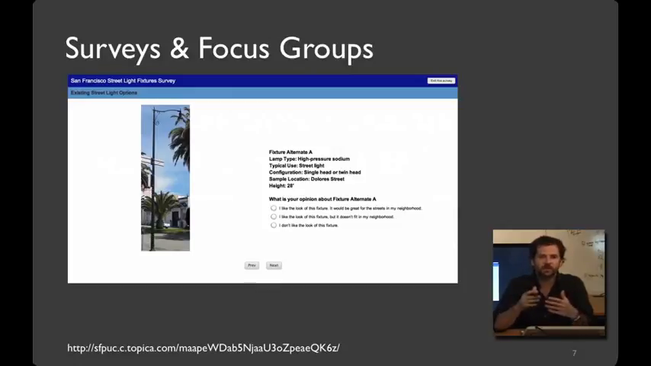Here's an example of a survey I got recently from San Francisco asking about different streetlight designs. Surveys are great because you can quickly get feedback from a large number of responses, and it's relatively easy to compare multiple alternatives. You can also automatically tally the results. You don't even need to build anything, you can just show screenshots or mock-ups. One of the things that I've learned the hard way, though, is the difference between what people say they're going to do and what they actually do.